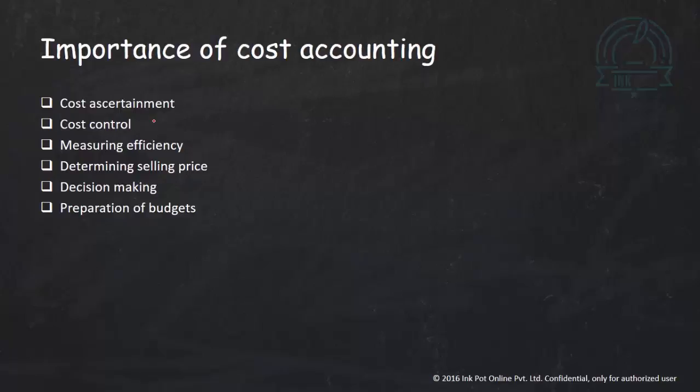Next is determining the selling price. If we have ascertained the cost, we can add a profit margin to it and determine the selling price. And then decision making: cost accounting also helps us in decision making, whether we should make the product or whether we should buy the product. If we buy the product from an outside supplier, we can compare the cost of these two and take the decision accordingly. So cost accounting helps us in decision making.